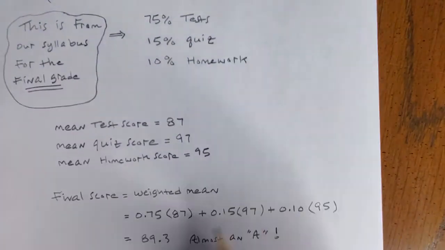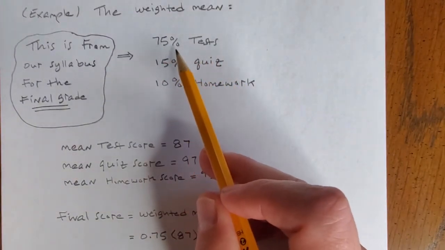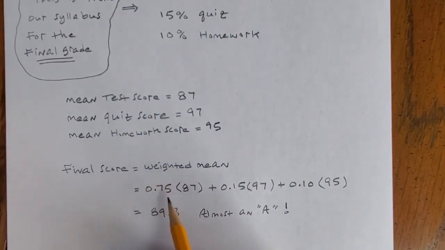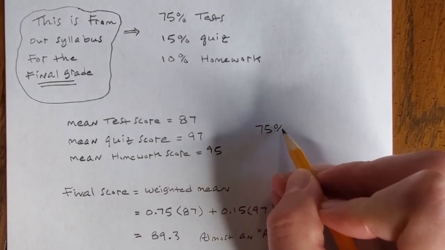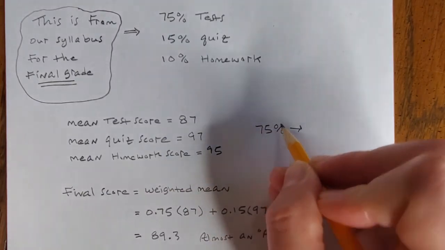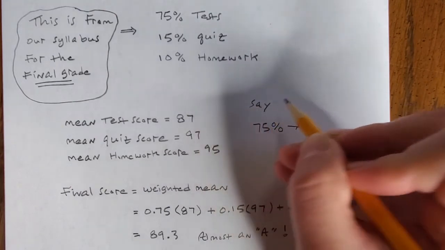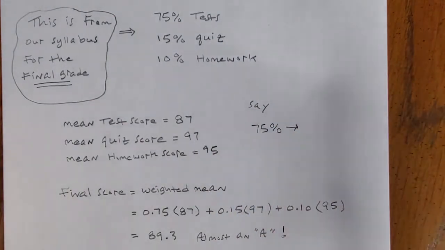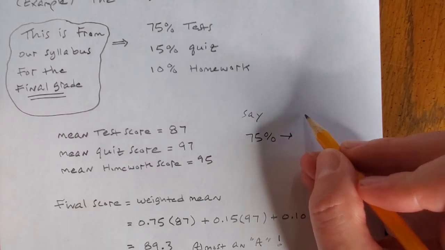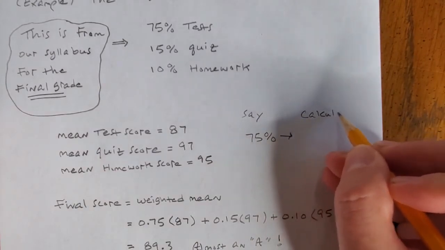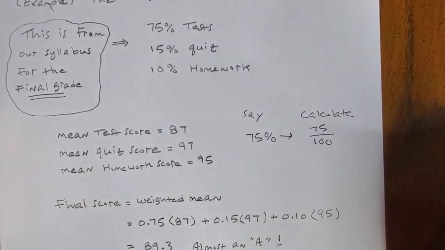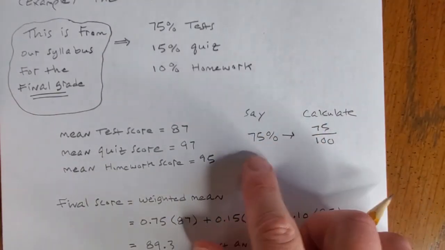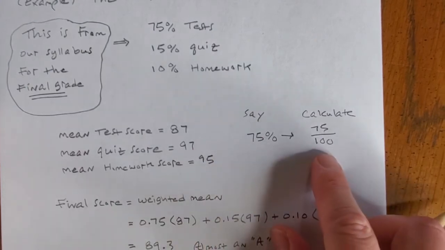Also, just real quick. You know how I casually said 75%, and then when I do the calculation, I use the number 0.75? When we talk about things, we say 75%, but we calculate with a different number. Percent means parts out of 100. So the number we use to calculate 75% is 75 over 100.